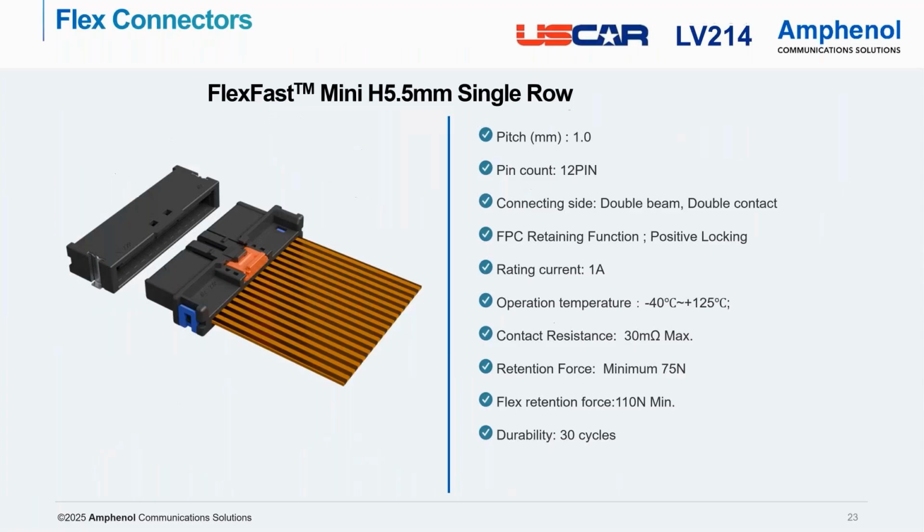FlexFast Mini. As always in automotive, connectors are too big, so we have to make them smaller. That's why we developed the FlexFast Mini. It's a 12-position connector, but it has the same kind of functionalities as we have on this bigger brother. So it also has an FPA, which has a 110 Newton flex retention force, a current rating of 1 amp, and it has a dual beam. That means you have two contacts per golden finger to make sure the connection is guaranteed between both sides.